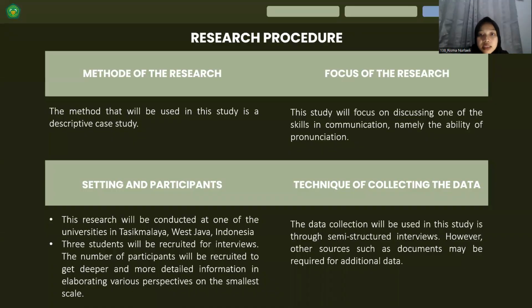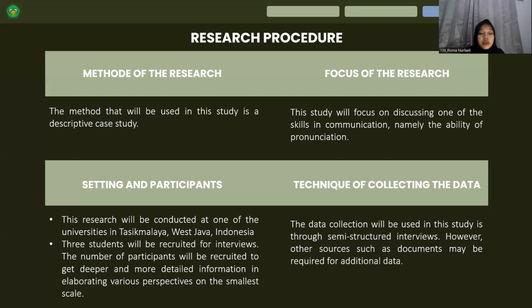The next is research procedures. First is the method of the research. The method that will be used in this study is a descriptive case study, and the focus of the research is on discussing one of the skills in communication, namely the ability of pronunciation. For setting and participants, this research will be conducted at one of the universities in Tasikmalaya, West Java, Indonesia.